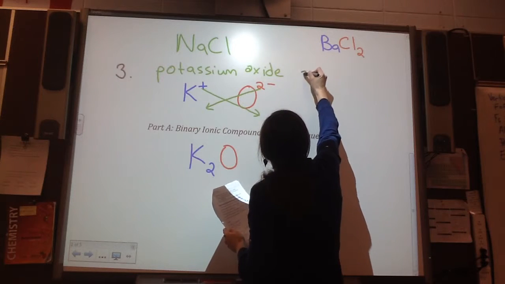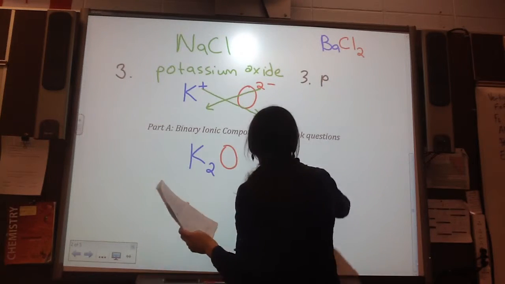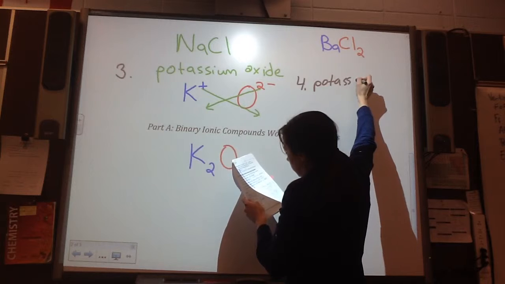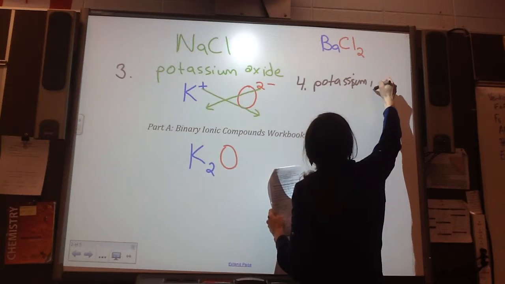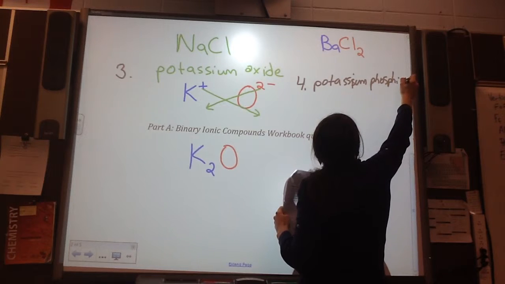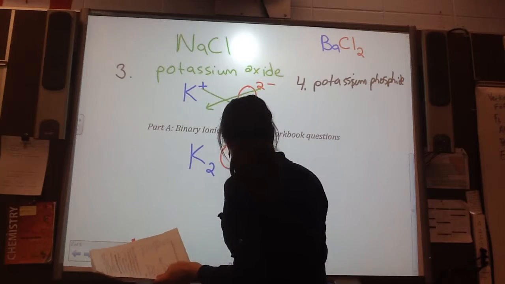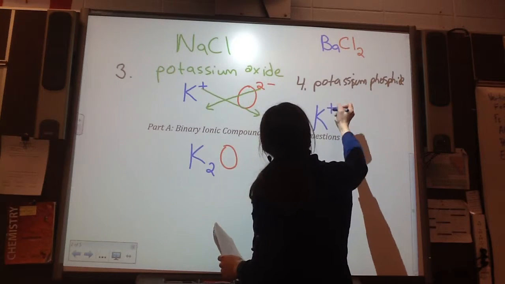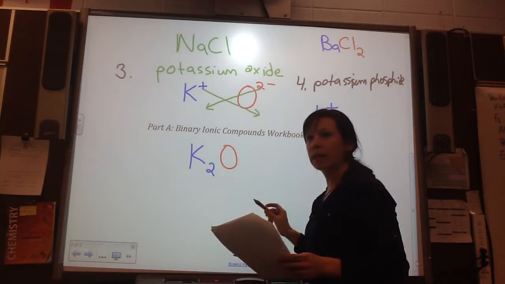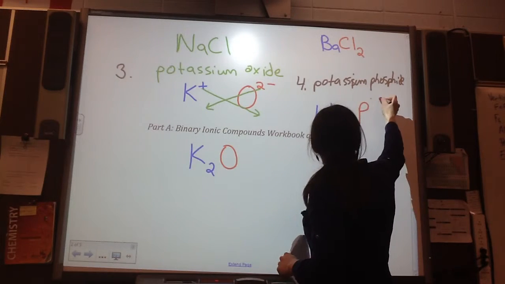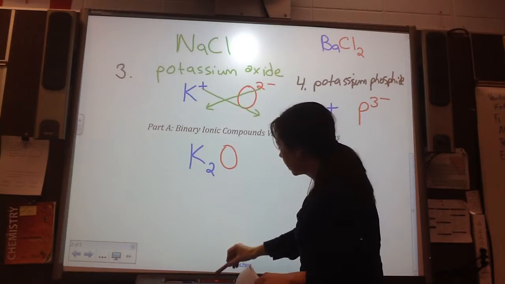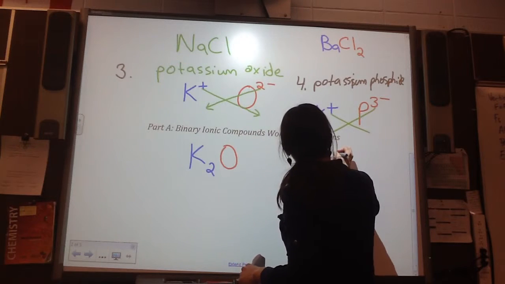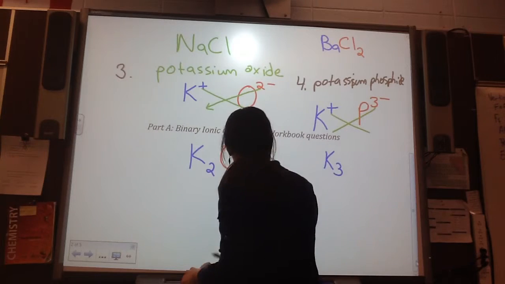Okay, let's do one more that's a little bit more complex. Let's do, oh, this is number 4. Potassium phosphide. So with potassium phosphide, we have our K+. Phosphide is P what? 3-. So I cross and I get K3P.